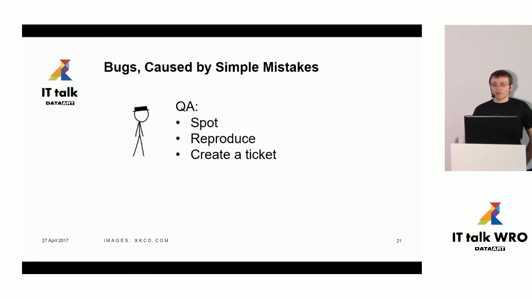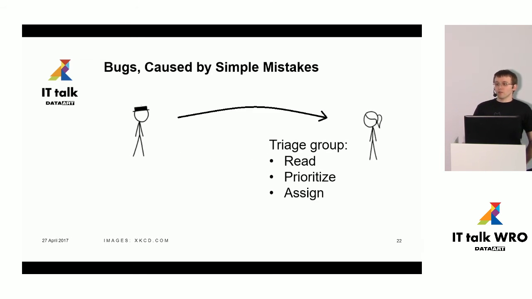QA engineer somehow spots the issue. It needs to get reproduced on probably different environments to find out the boundaries. Ticket is created in bug tracking system. Then bug in bug tracking system goes to some kind of triage groups, people who need to read, understand that bug, prioritize it, assign it to the right people.